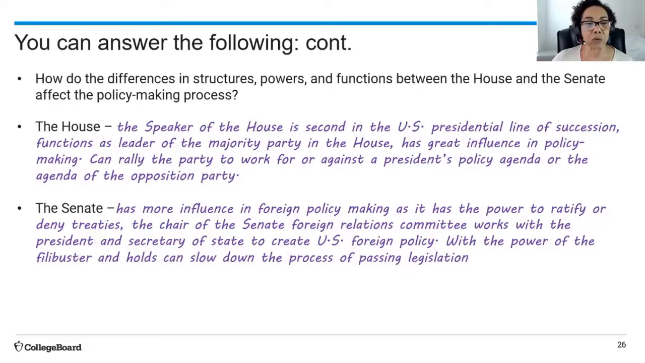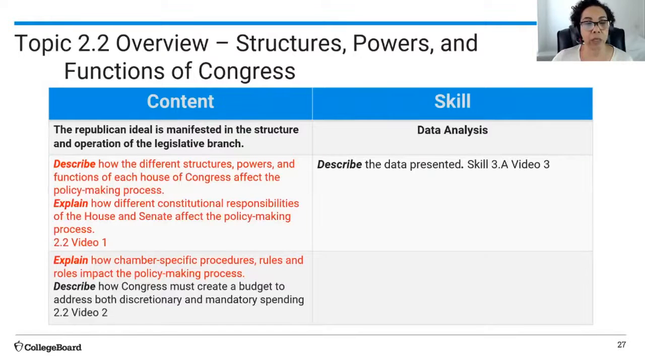All right, so we're back where we started, and we've got our descriptions and our two explanations regarding the structures, powers, and functions of Congress.